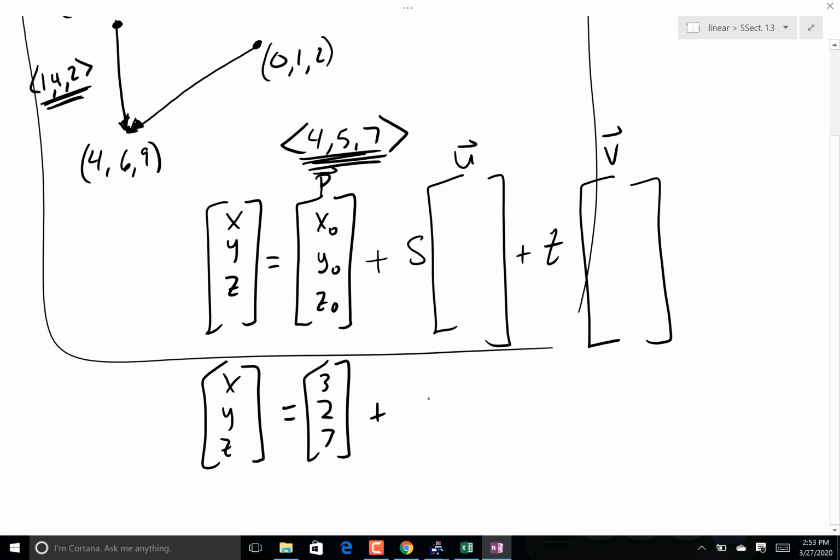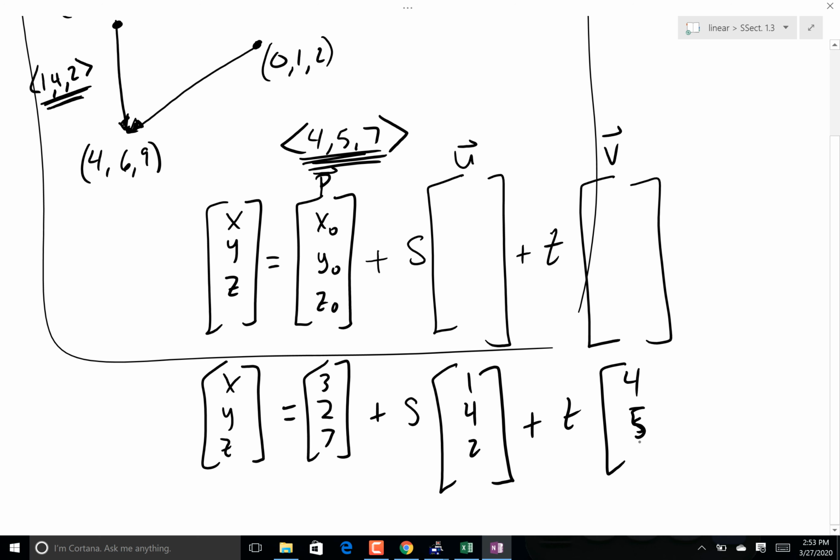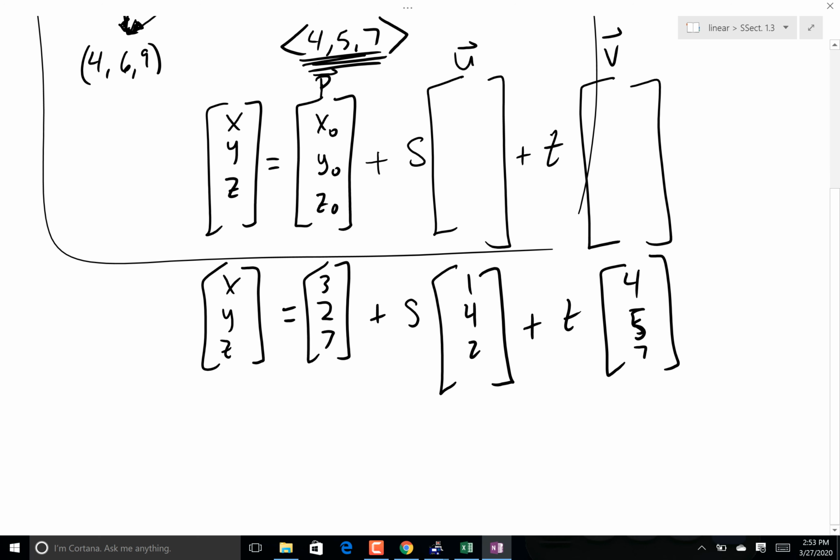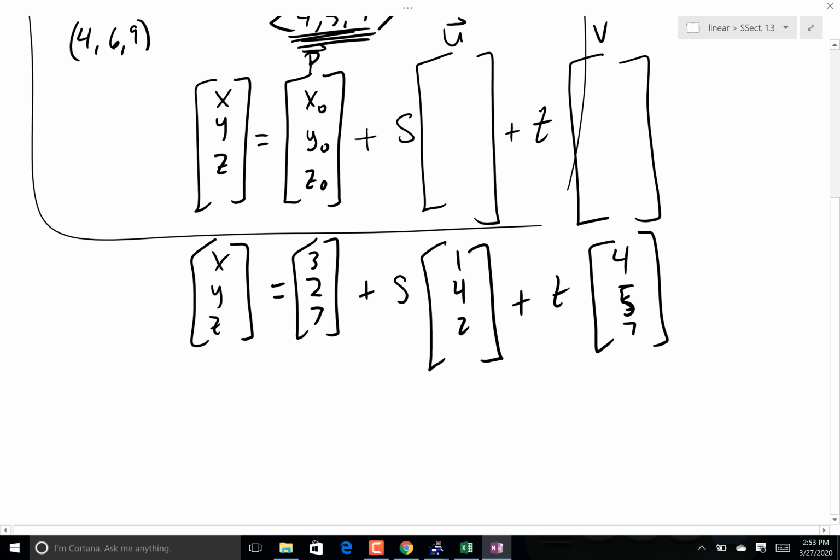And then I can go plus s. You're like, what is s? All right, I'll show you in a second. Just relax. 1, 4, 2 plus t times the other vector, 4, 5, 7. Well, what does that get us? Oh, get you this, friend. Check it out. So if you start and you let s equal 1, t equal 1, for instance, then where will you end up? Well, you'll be at 3 plus 1 plus 4 is 8.